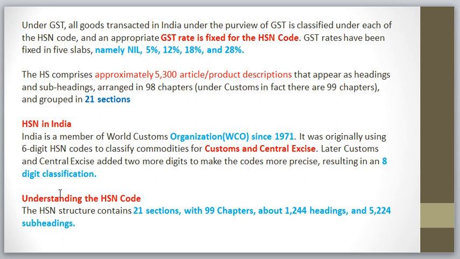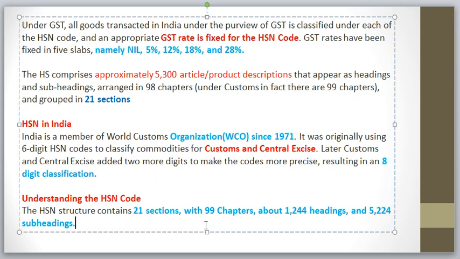India is a member of WCO, the World Customs Organization, since 1971. It was originally using a 6-digit code. Every country uses HSN based upon their legal and local requirements. The HSN code is 6-digit, but in our case, customs and central excise duty added 2 additional digits. So in India we have an 8-digit classification.